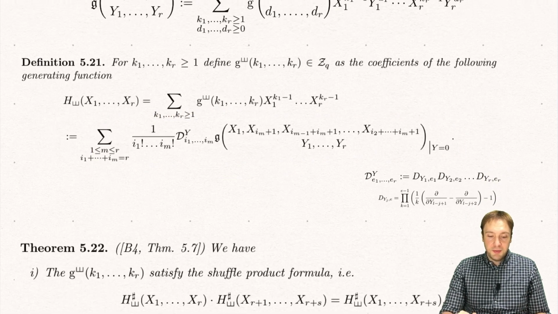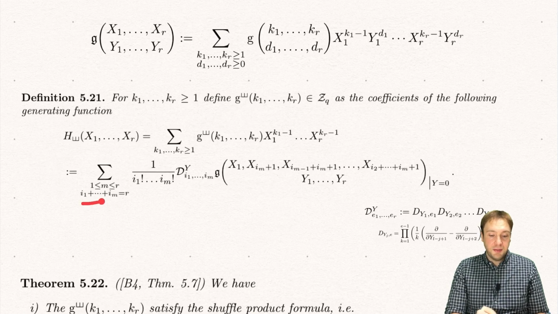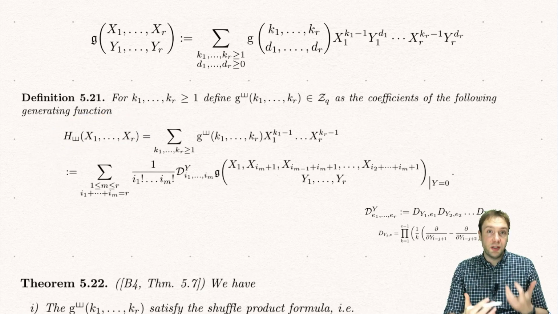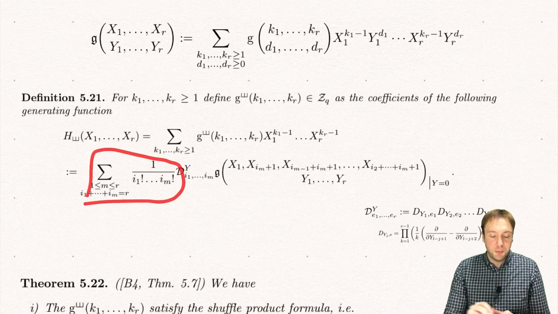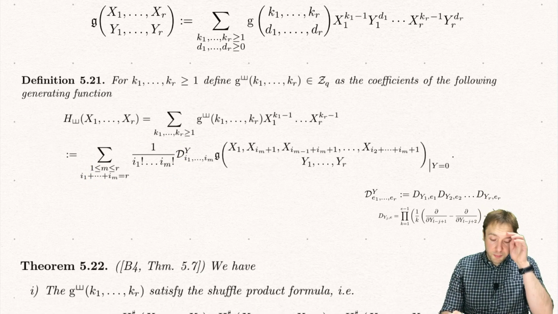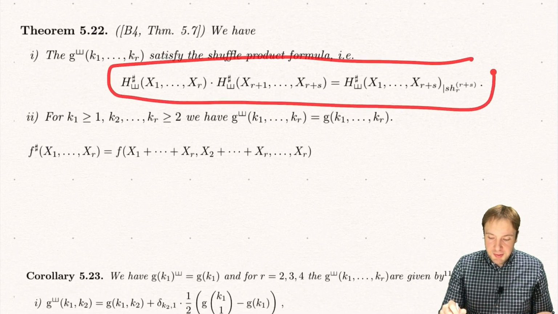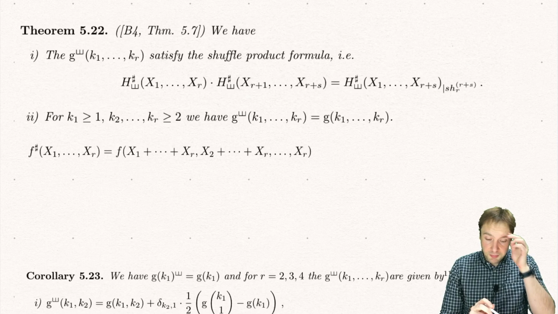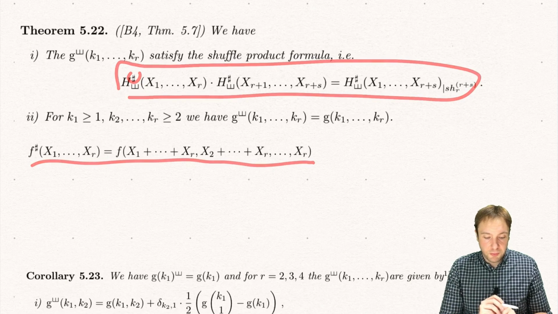And then the statement is that these G shuffle satisfy the shuffle product. The proof idea is that one considers these generating series H shuffle and then shows that they satisfy the correct functional equations which should be satisfied for generating series of objects which satisfy the shuffle product. And for this we use this exponential map due to Hoffman. So this is basically the statement here, that these generating series of G shuffle satisfy the correct functional equation, which means that after making some variable change, the generating series satisfies this formula here.